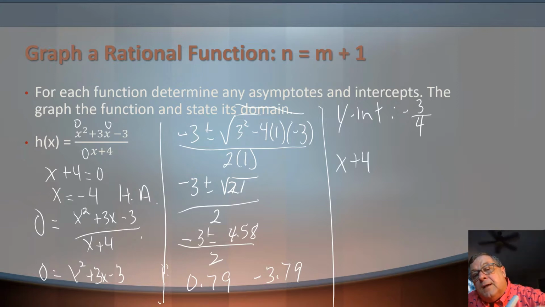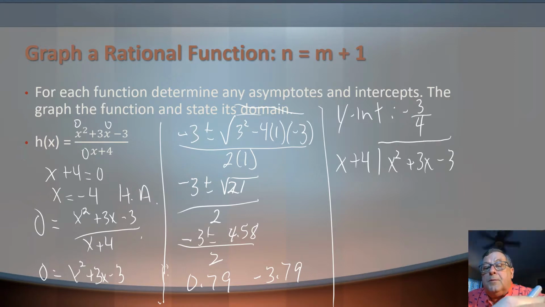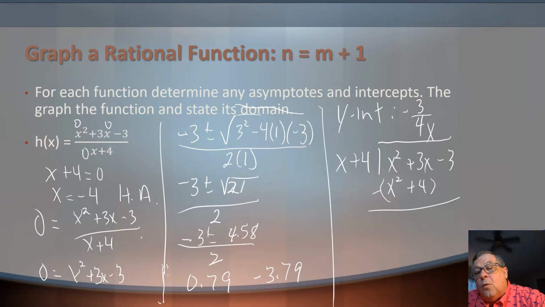And we're going to divide that into x squared plus 3x minus 3. I'm still going to be short of room, but okay. How many times will x go into x squared? Well, that'll go in there x times. X times x is x squared. X times 4 is 4x. Slap some parentheses around this because we're going to subtract this. And x squared minus x squared is 0, and 3x minus 4x is going to give me negative x minus 3.